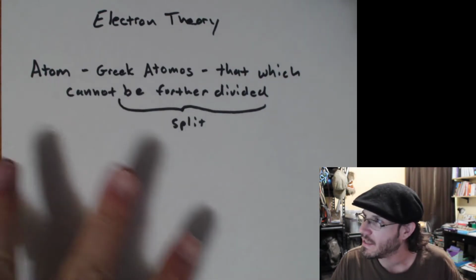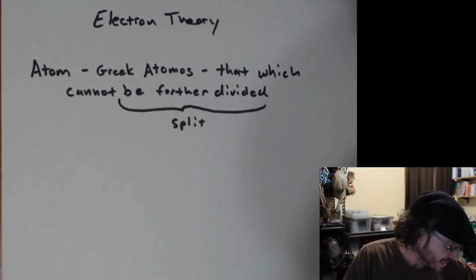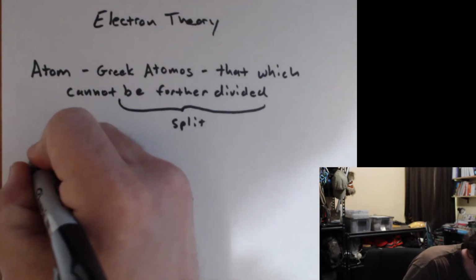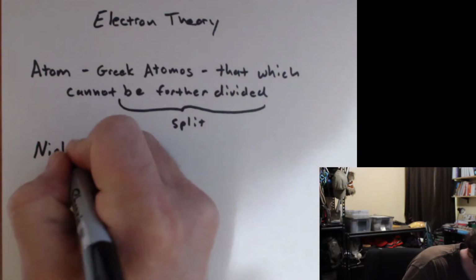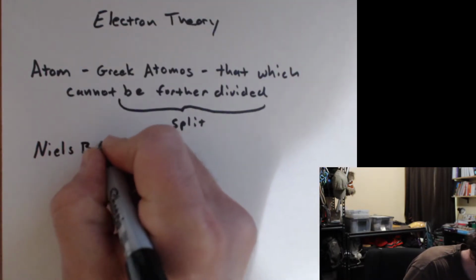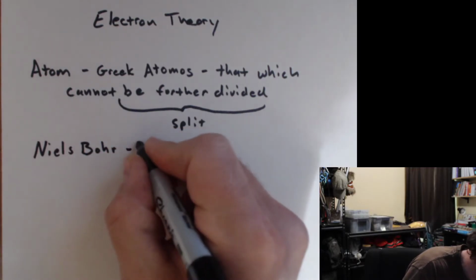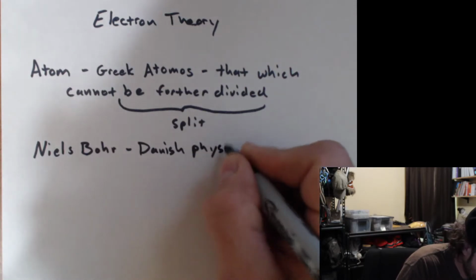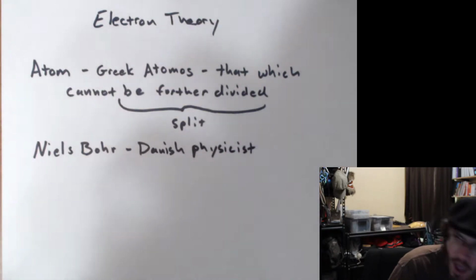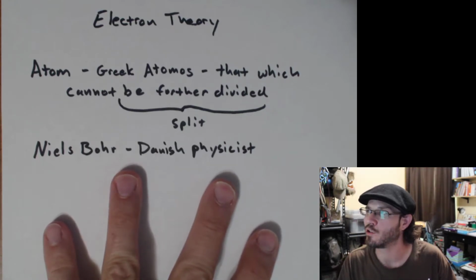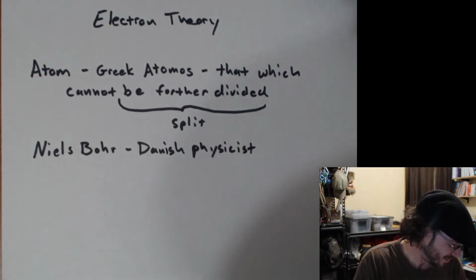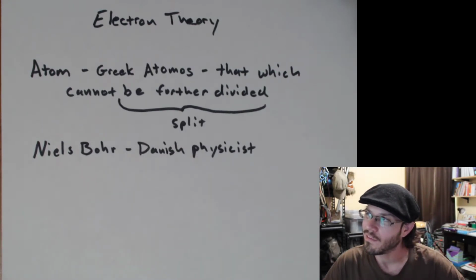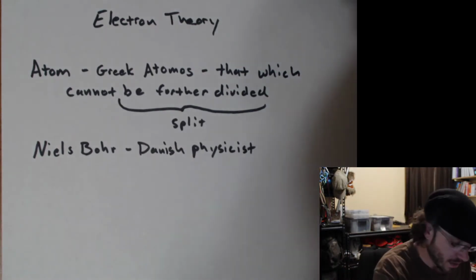Okay, so now we get to modern times, about 1913, with a gentleman by the name of Niels Bohr. Now, he was a Danish physicist. Amazing gentleman. Go look up his track record. And he developed the first useful model of the atom in 1913.